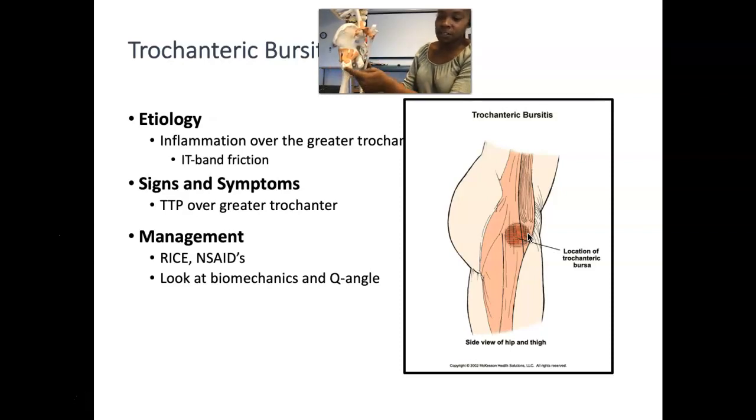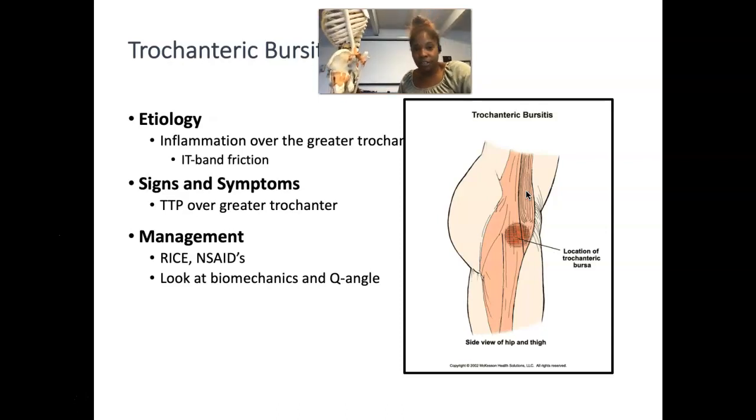And its major role is to do what? Prevent bumping of this bone up against other structures, but also to prevent friction of the glute med, right? Over the iliotibial band, essentially, to prevent friction of those 2 muscles over the greater trochanter. But what happens is, if in fact the glute medius or the IT band are tight, then they will rub against this greater trochanter, causing a friction, which will lead to an inflammation of the bursa.